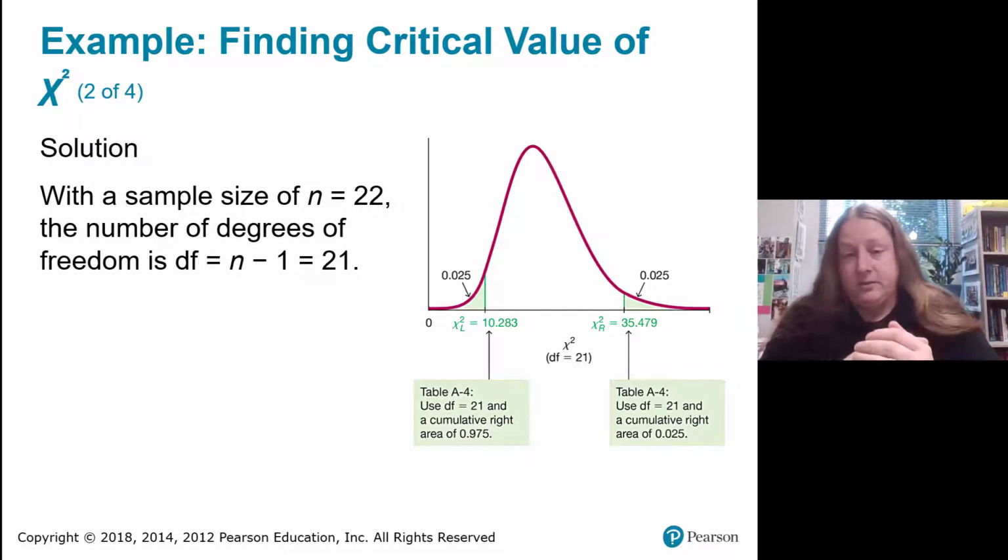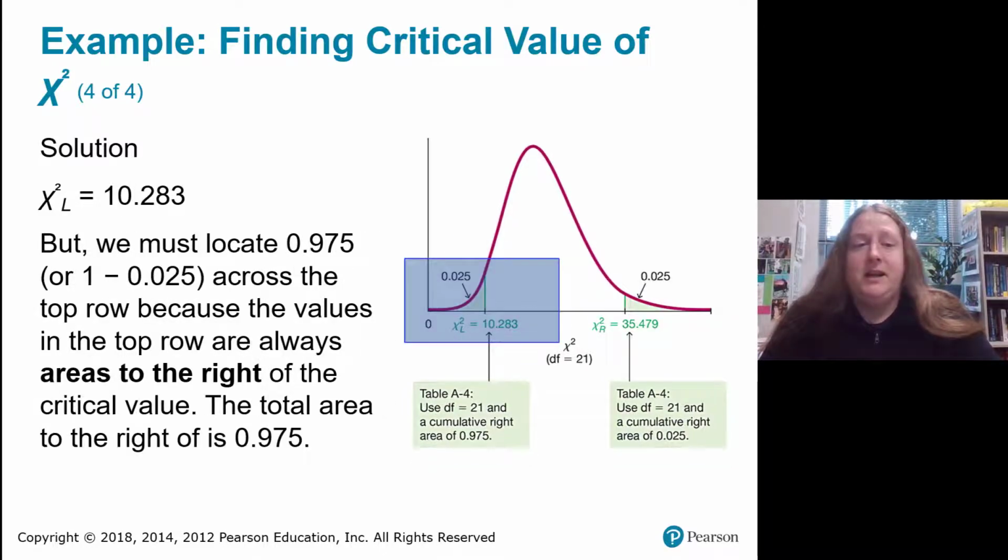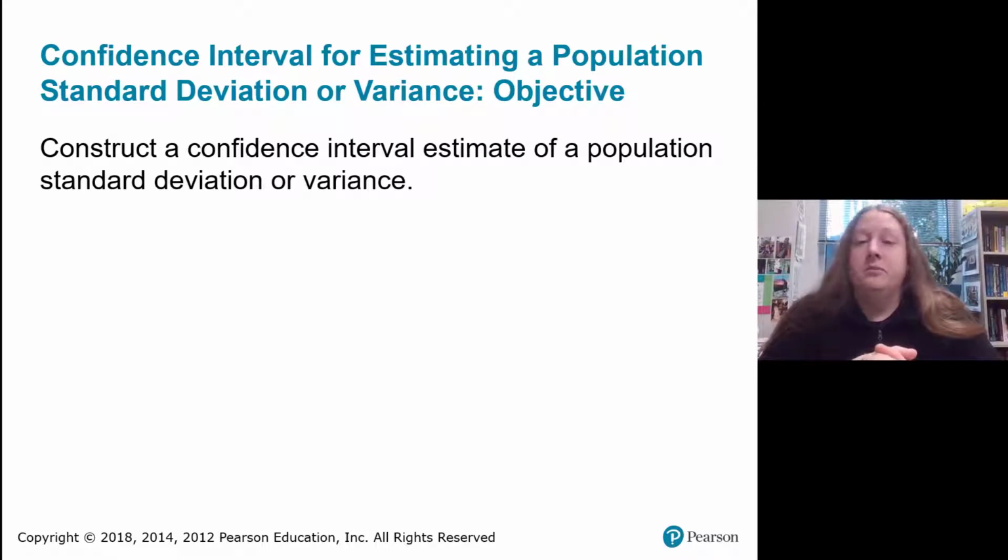we'll get our chi-square value of 35.479 to work with. All right, so here's a little bit more detail about finding that one to the right, and a little bit more detail about finding that one to the left that you can take a look at. And now that we know how to find our critical values, we're going to talk through how do we construct our confidence intervals.